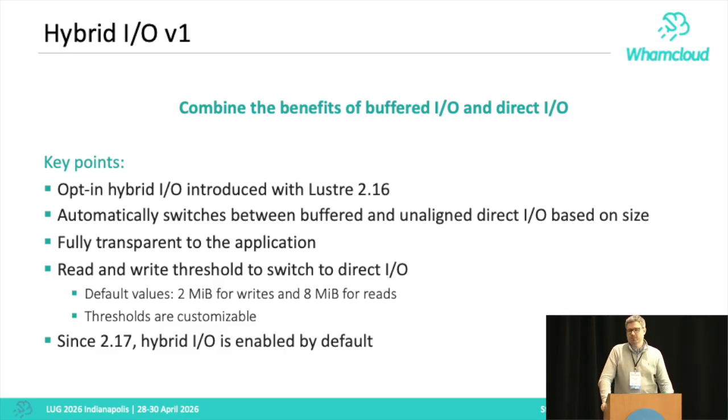And this was released with Lustre 2.16. It automatically switched, at a specific threshold, between buffered and direct I/O within the file system without the user knowing, fully transparent between both of those modes. There are different read and write thresholds. For reads, you can use bigger I/O sizes before switching to direct I/O, because read ahead makes buffered I/O more competitive for longer. But in any case, these thresholds are customizable.